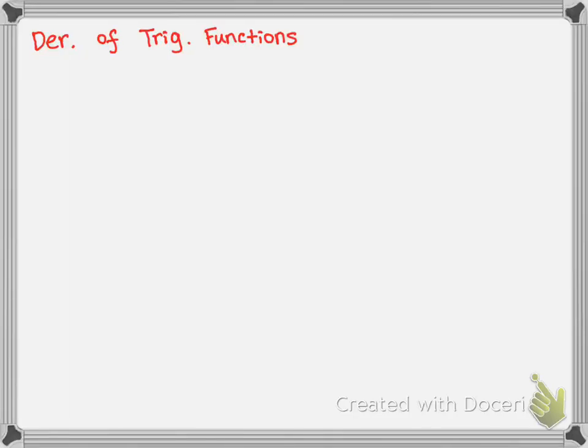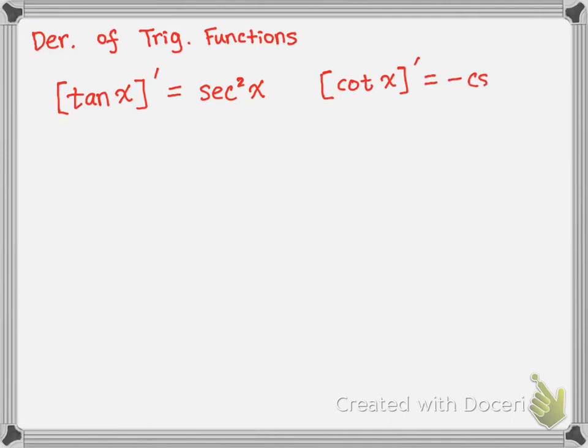Once you memorize that the derivative of the sine function is the cosine function, and the derivative of the cosine function is negative sine, you can use the quotient rule to derive that the derivative of tangent of x equals secant squared of x, and the derivative of the cotangent of x is negative cosecant squared of x.